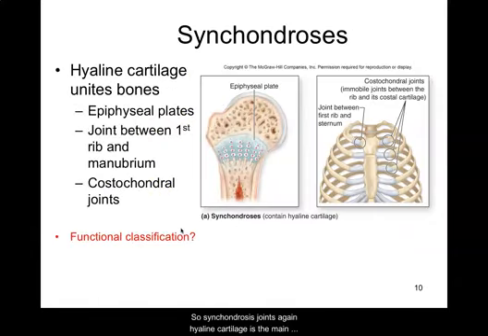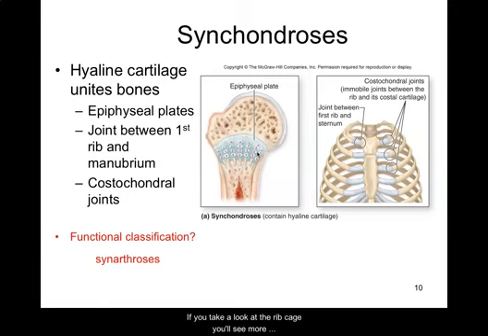So synchondrosis joints, again, hyaline cartilage is the main connecting material. An example of a synchondrosis joint is the epiphyseal growth plate located at both the proximal epiphysis and the distal epiphysis of every single long bone in a child. That is considered a synchondrosis joint. If you think about this epiphyseal growth plate, it is connecting the bony epiphysis to the bony diaphysis. So a synchondrosis joint, hyaline cartilage is the main connecting material. The functional classification of this joint would then be immovable. It is a synarthrotic joint.